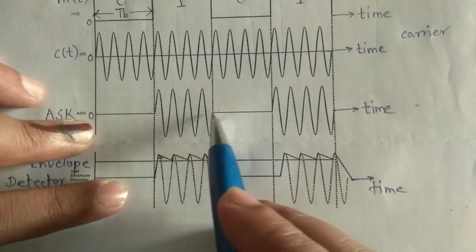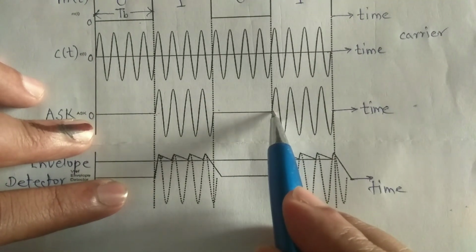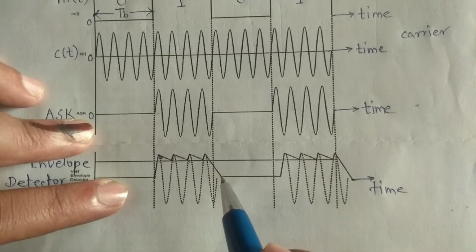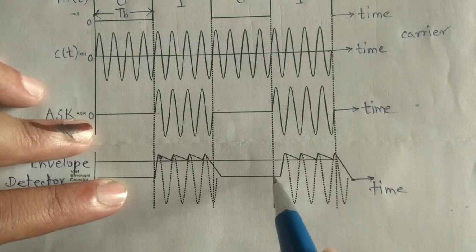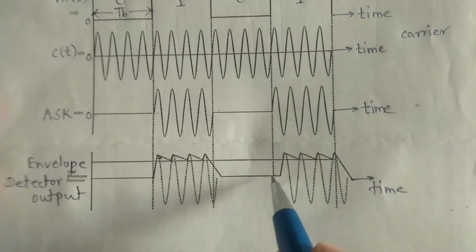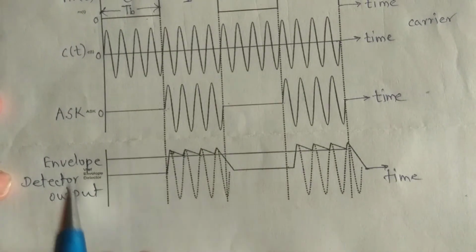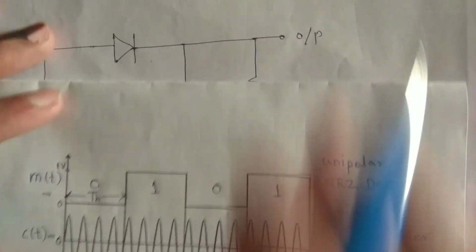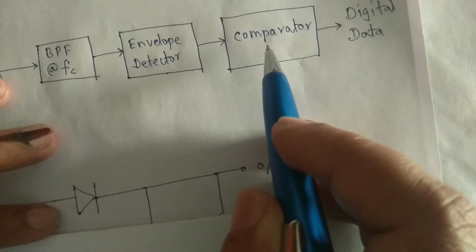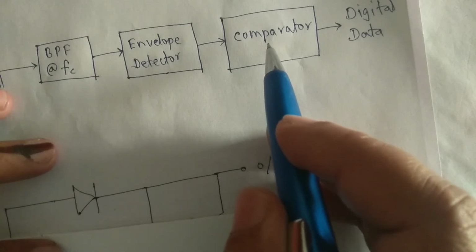Now the next is 0. For 0, this capacitor will discharge completely and the output will remain 0 as it is. So this is the envelope detector output. This output we are giving to the next block, that is the comparator.